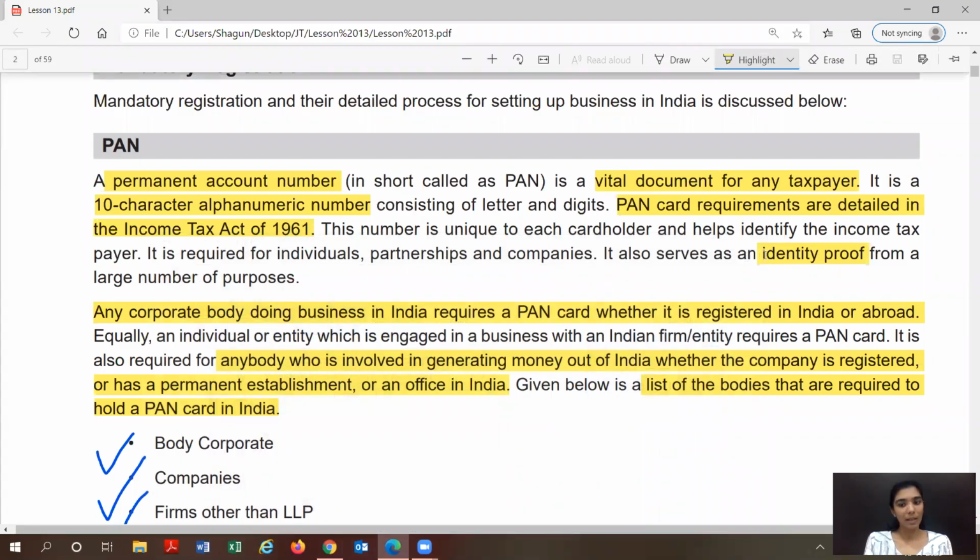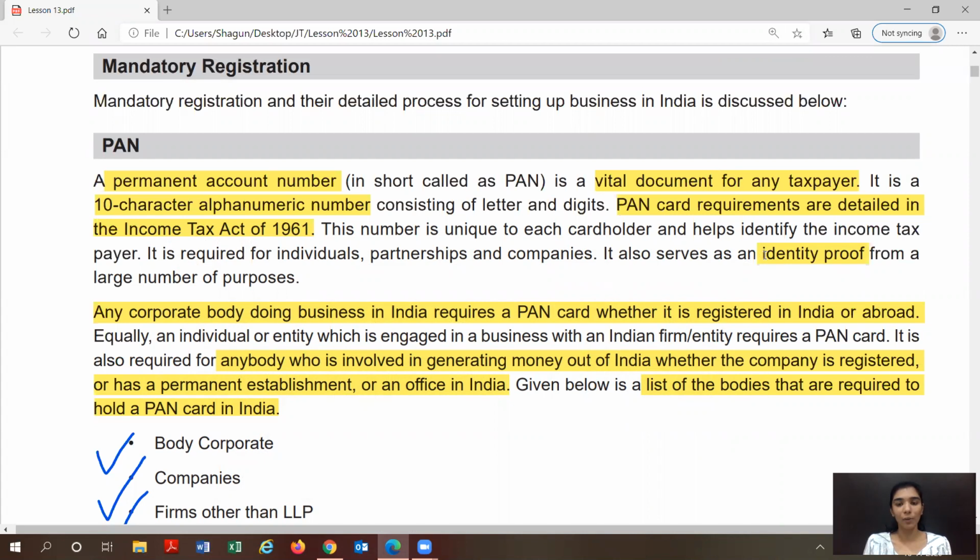Now, it also works as an identity proof. Wherever you go and they ask you for an ID proof, the first thing that you would give them would be a PAN card. Any body corporate doing any business in India requires a PAN card, whether it is registered in India or abroad. Also, anybody who is involved in generating money out of India, whether the company is registered or has a permanent establishment or office in India, will have to have a PAN card.